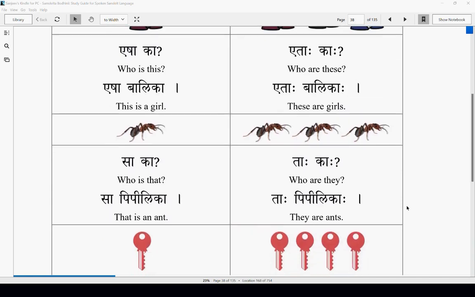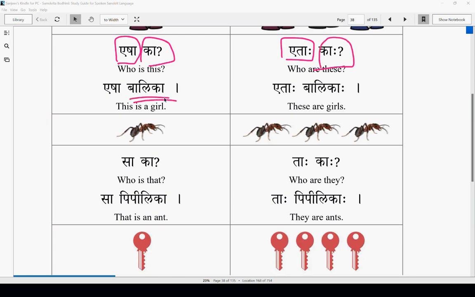Sa ka. Sa Pipilika. Paha kaha. Paha Pipilikaha. So the two things to notice here. Esha was an Ekavachanam, meaning this, in Strilingam, and it changes to Bahuvachanam Etaha. And Ka changes to Kaha.